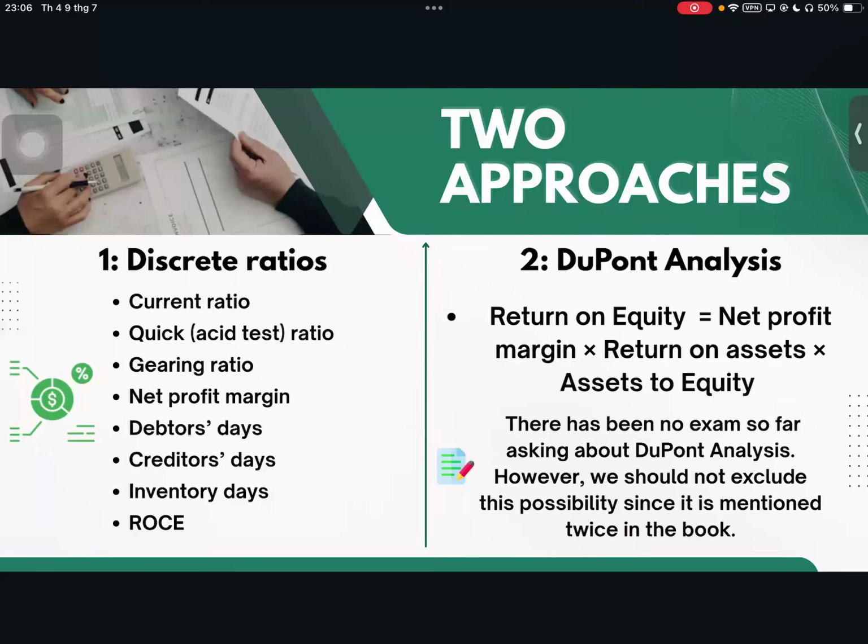So with today's event, I shall guide you through the traditional conventional ratios analysis like current ratio, quick ratio, gearing, net profit, and the new one like debtors, creditor days, inventory days, and also through the DuPont analysis.